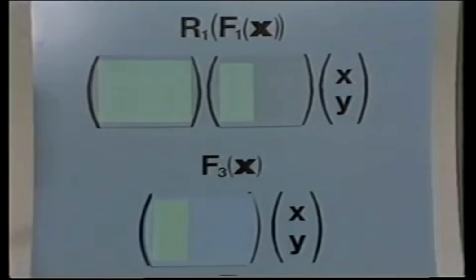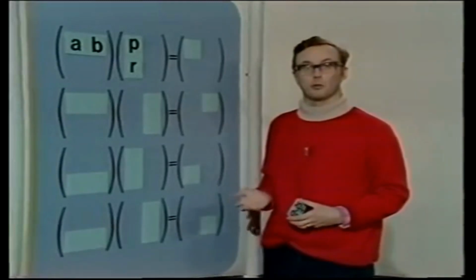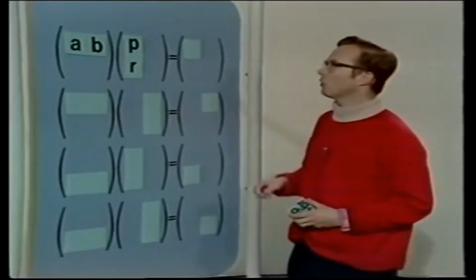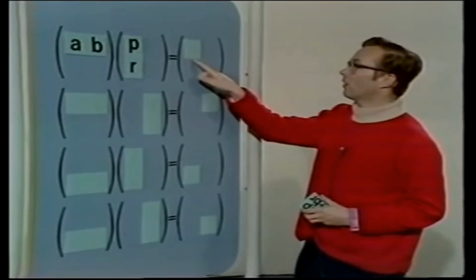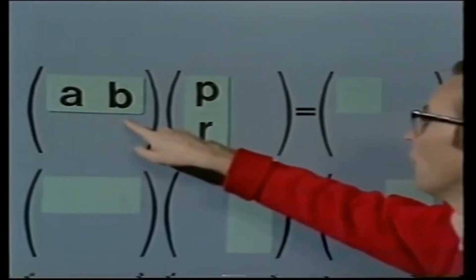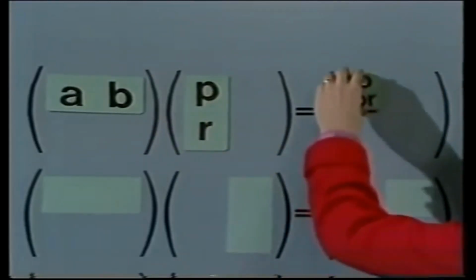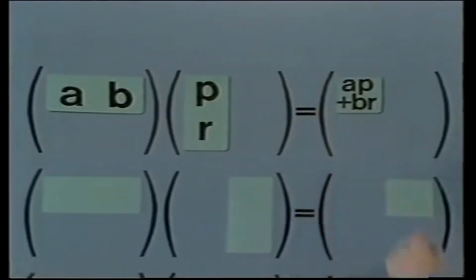All we have to do is to operate with matrices on vectors in the usual way. So what we do is to use the dot product rule again. If we want to find the top left-hand entry of the product matrix, we dot the top row with the left-hand column. And that gives us AP plus BR.